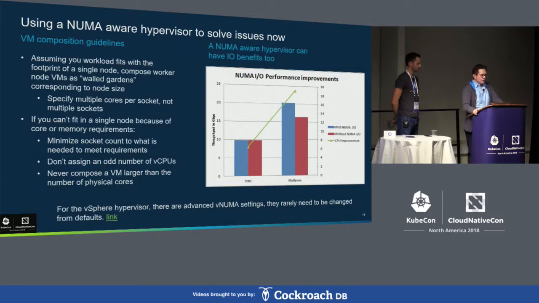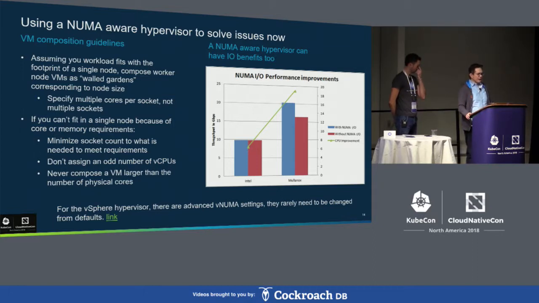So you can use a NUMA-aware hypervisor to help you right now without waiting for these enhancements that are still being discussed. Assuming your workload fits, you make a VM as a walled garden sized to an appropriate size to respect those boundaries. If you can't, there's some things you ought to do when you're laying out these VMs and laying out your pods to cause the system to not have a tendency to cross these boundaries.